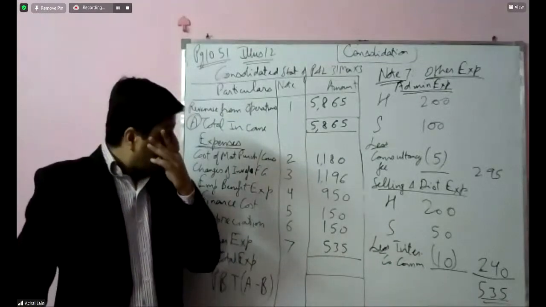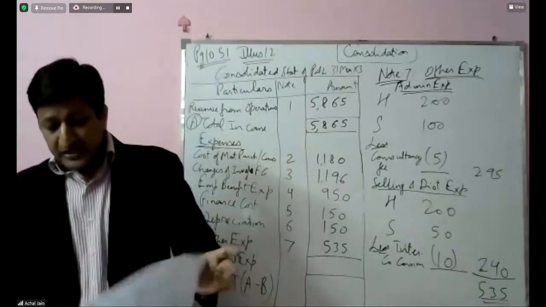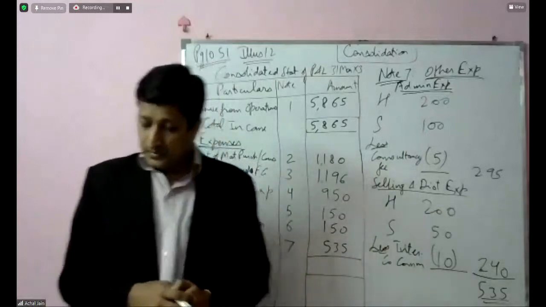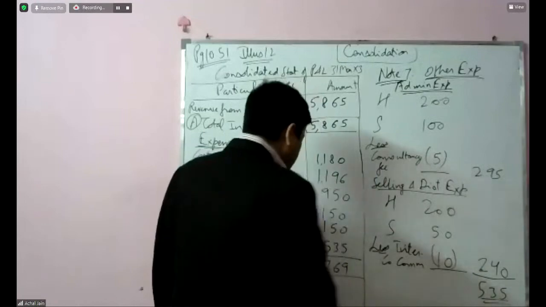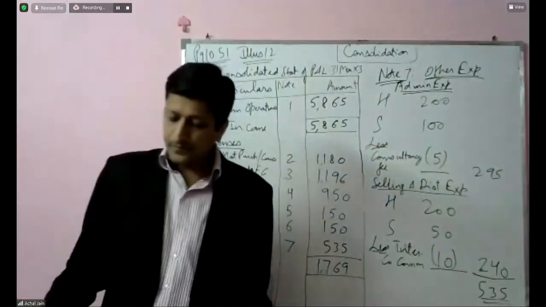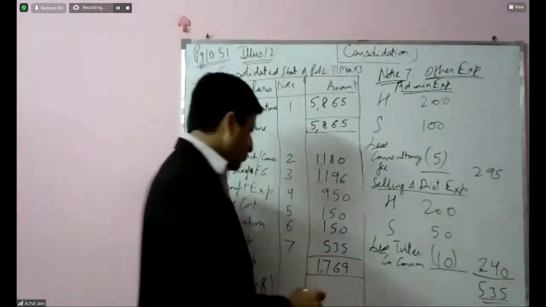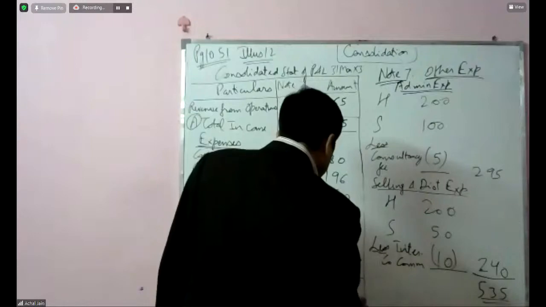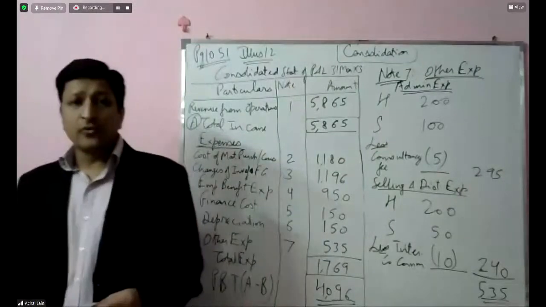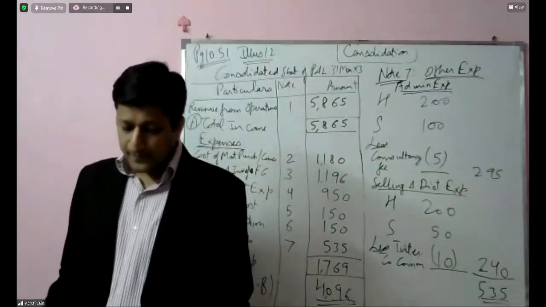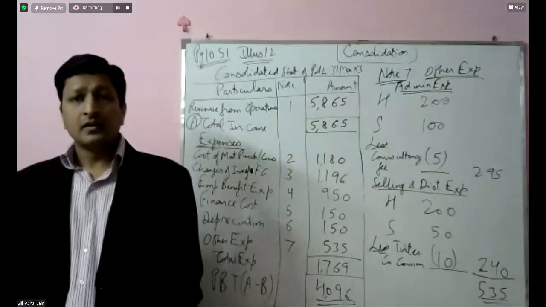Now, our complete P&L is done. All the adjustments have been passed. So we can just close the statement of P&L. So we get 1769 as the total amount of expense. And profit before tax, we can just compute this, 4096. This is the profit before tax. Okay. So this has also been done now. Correct? Clear on this?